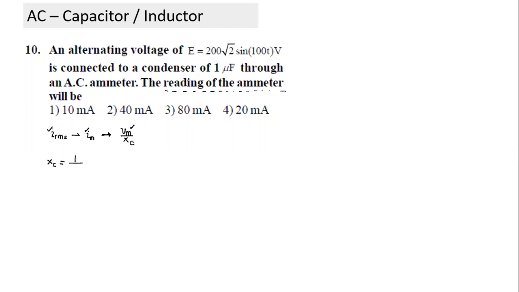What we have to remember is XC is equal to 1 by omega C. What is omega? The coefficient of t is omega. So omega here is 100. And what is C equal to? 1 into 10 to the power minus 6. So do we get I here? Once we get XC, we can easily get Im, and from Im, I get IRMS. And IRMS is the reading of the ammeter. I think this comes as the answer. So this is a simple question, a simple application.